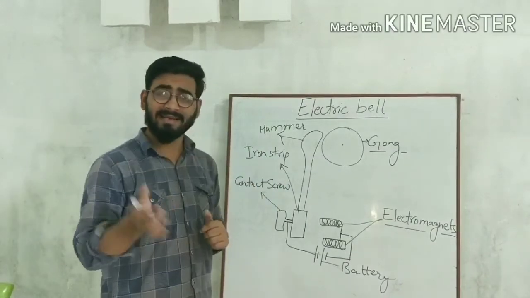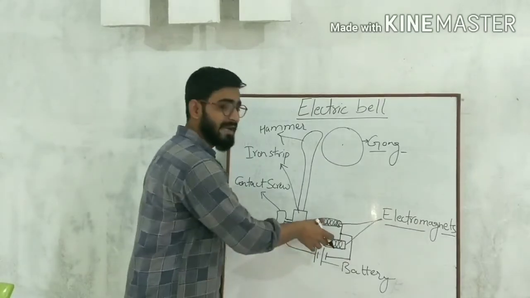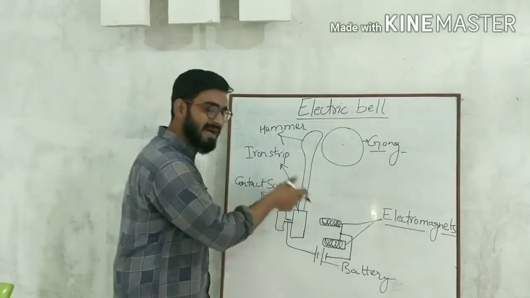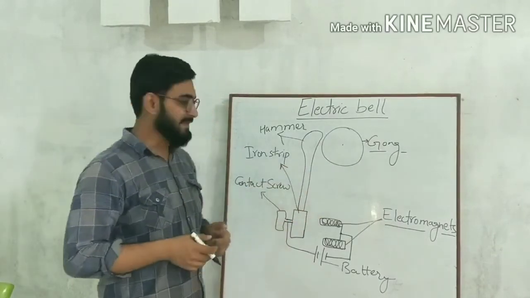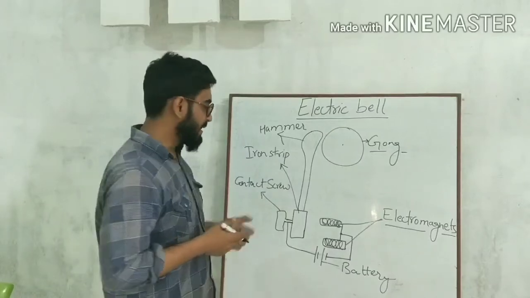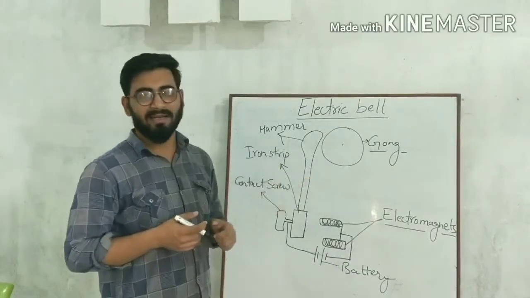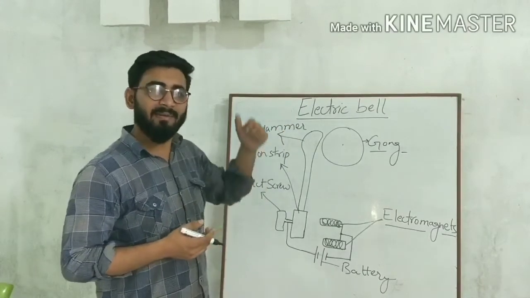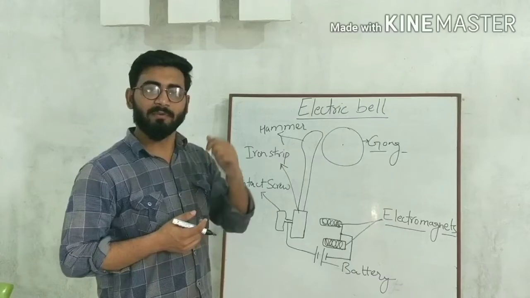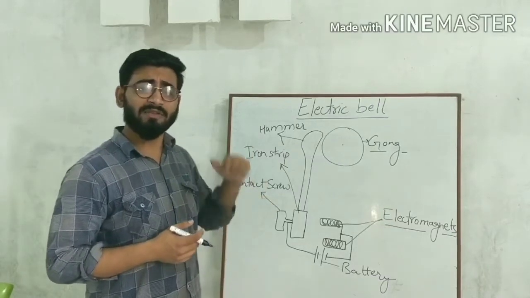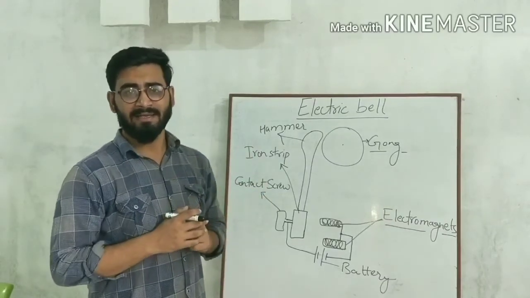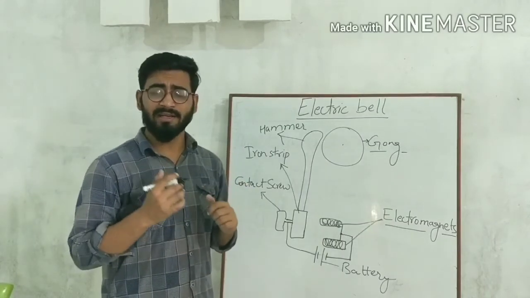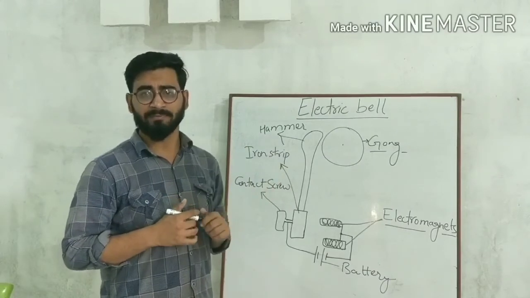When it gets in touch with the contact screw, the circuit is again completed and the electric current again starts flowing. And when the electric current again starts flowing, these electromagnets will again show magnetic property, and this iron strip is again attracted towards the electromagnets. And when the iron strip moves towards the electromagnets, the hammer also moves towards the gong, and the hammer strikes the gong and the gong produces the sound. This process is repeated again and again, and this is how the electric bell rings. It will become more clear to you with the help of this video.